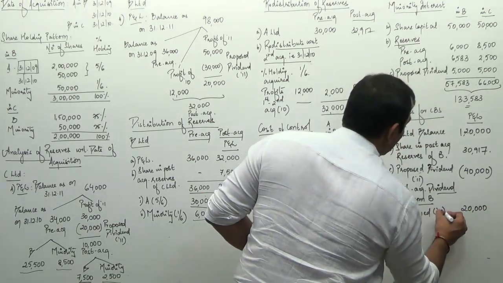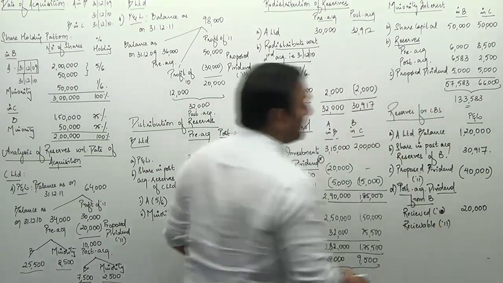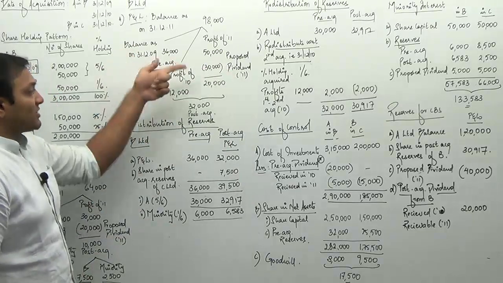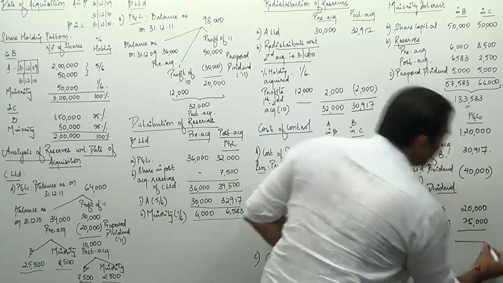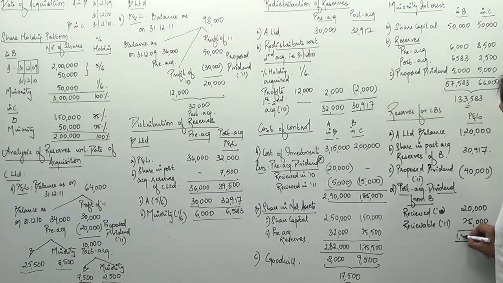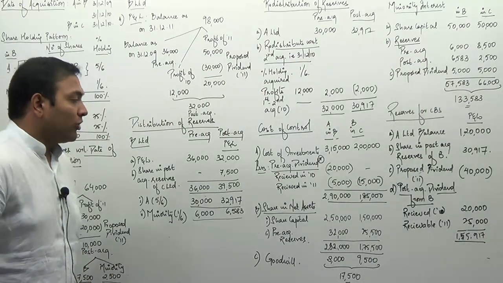This is 2010 dividend. Same way, current year dividend is receivable. 2011. How much dividend? B limited declared 30,000. Your share 5/6. 5/6 of 30 is 25, not 20 now. Because that 50,000 extra shares are giving you extra dividend. That's it. Strike a total towards the end. 1,55,917. And go for the balance sheet, guys, after that.